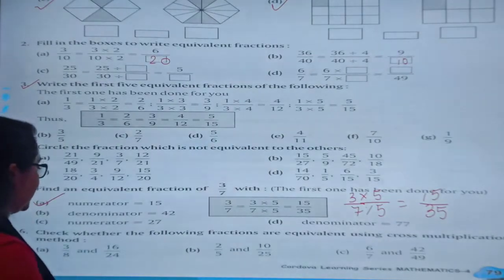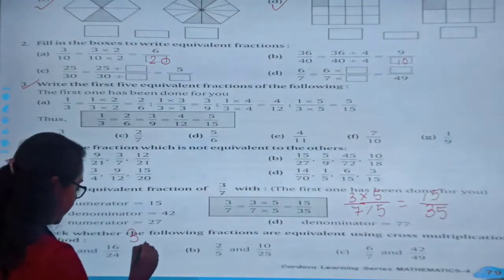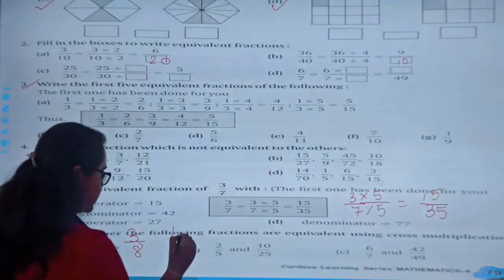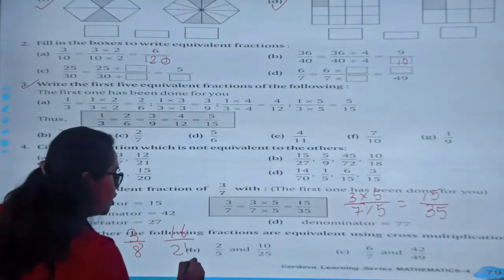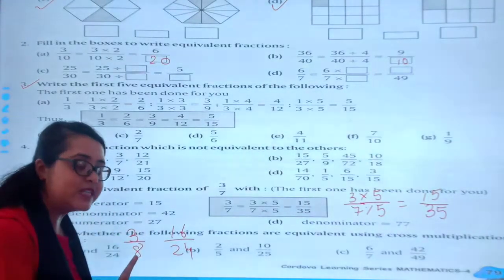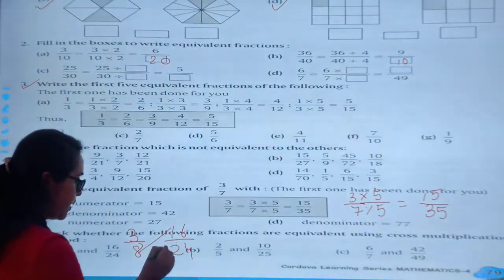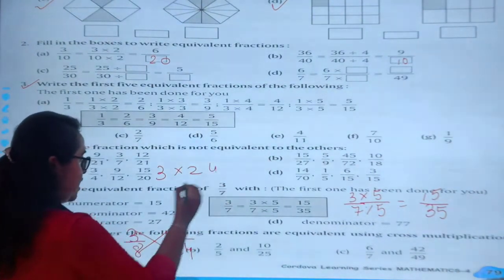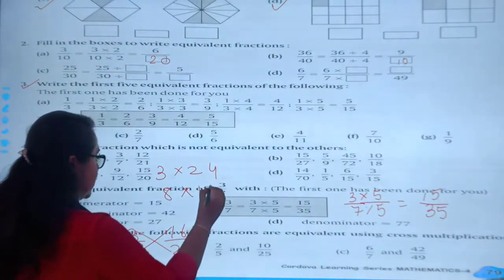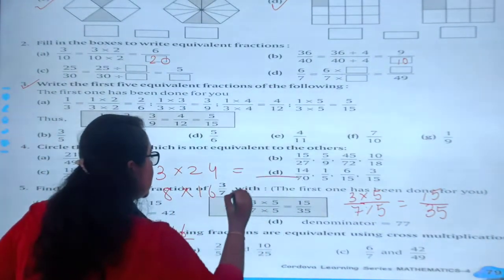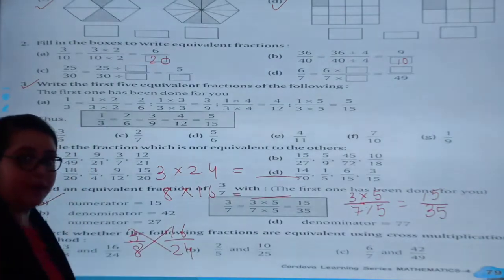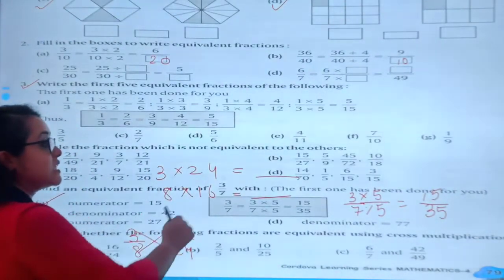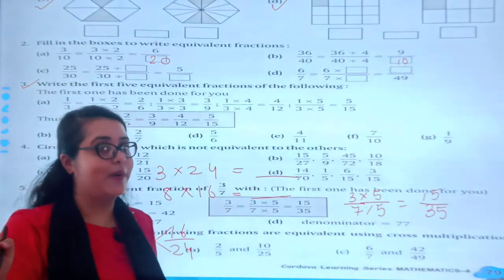What is cross multiplication method? See, 3 upon 8, 16 upon 24 is your question. Cross multiply method, you will multiply this way. 3 into 24 and 8 into 16. इन दोनों का आंसर अगर सेम आता है तो they are equivalent. अगर इन दोनों का आंसर डिफरेंट आता है तो they are not equivalent.